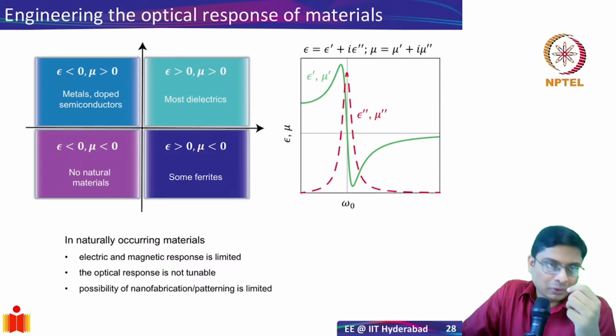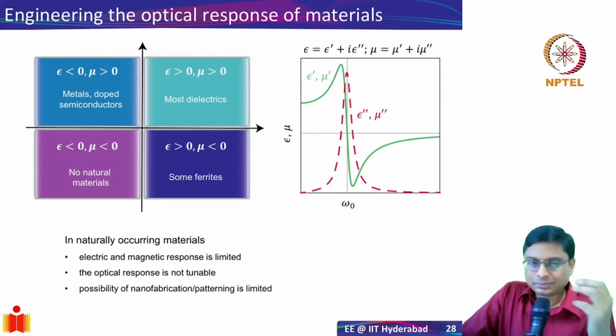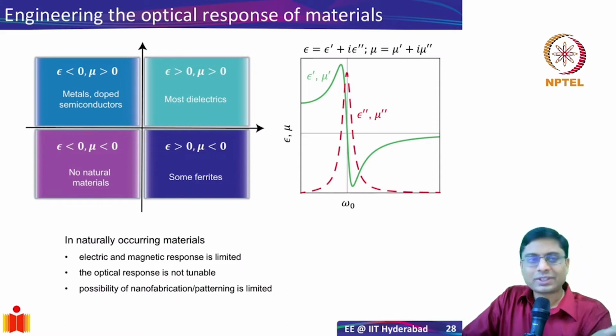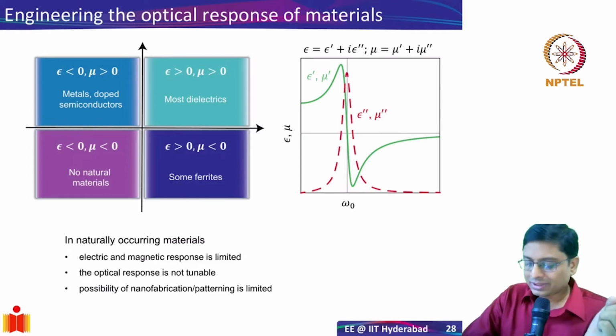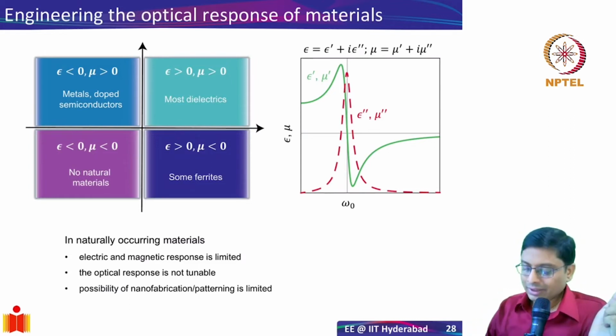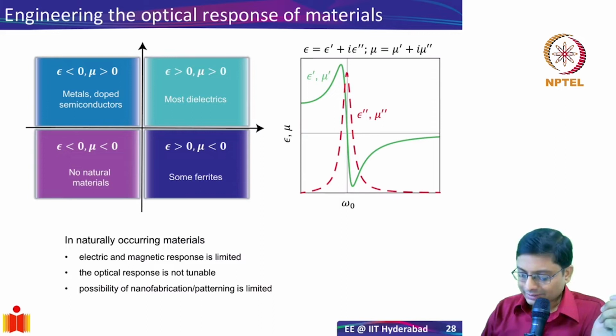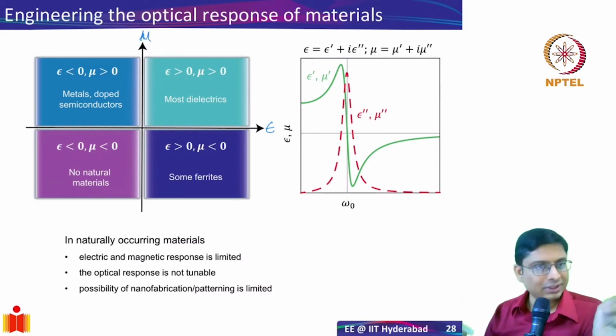The whole goal, one of the key goals of nanophotonics, is to design the optical response in the way you want it. To do that, we'll have to first understand what the landscape is. Let's look at the materials that are available to us. To do that, I'm plotting epsilon and mu on axes like this. The x-axis is my epsilon and mu is my vertical axis. Right now I'm not even bothered about the imaginary parts. We understand that epsilon and mu are complex quantities.